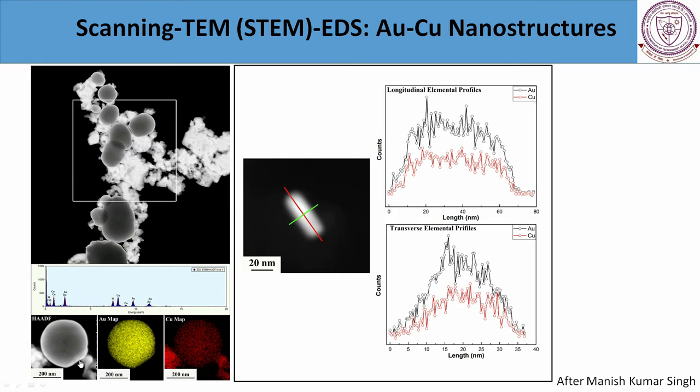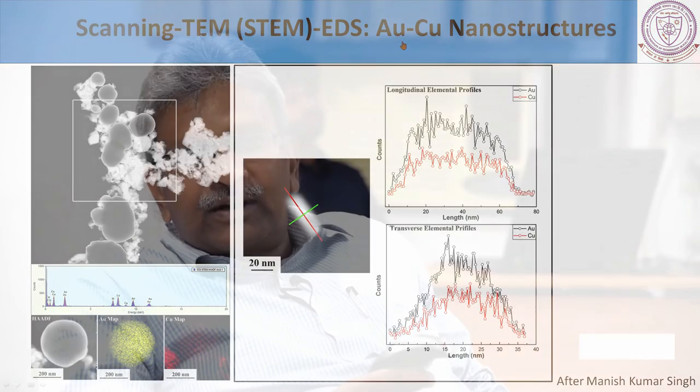And you can again see the map, because if the researcher is trying to claim that it is gold and copper, then they will ask you to show that both gold and copper atoms are present. So this is the particle, one of them, here. This is the mapping corresponding to the gold, and this is the mapping corresponding to copper in the same particle, meaning thereby that gold and copper both are present. Therefore, the author is perhaps correct in asserting that they are dealing with gold-copper nanostructures.